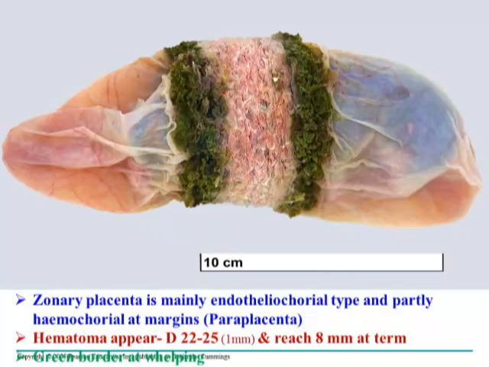The placenta of dog and cat is partly hemochorial at the margins, in that the main Joneri placenta of endotheliochorial type is flanked by marginal hematomas, and at around day 22 to 25, these hematomas become visible at the margins of the placental girdle, and in the dog they are green in color because of the presence of a blood pigment that is called uteroverdin. And these hematomas are just 1 mm in size at this particular stage, but they reach up to 8 mm by the end of term.